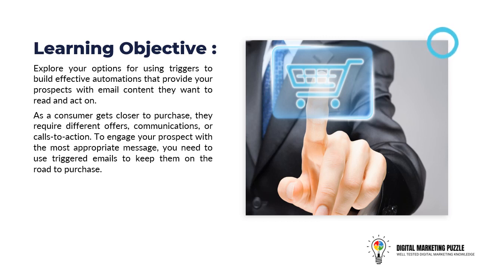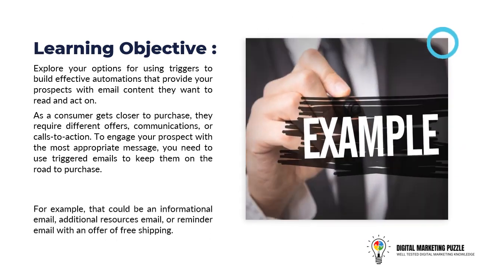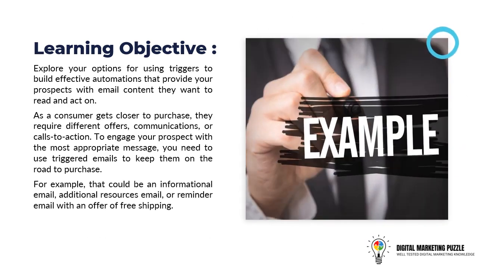By taking an action, such as clicking a link or signing up for a free webinar, the consumer triggers the email they most need next. For example, that could be an informational email, additional resources email, or reminder email with an offer of free shipping. An email will never be sent unless the recipient has taken a specific action or has clearly indicated their interests or preferences in the past through some other action, such as downloading a digital product or clicking a box in an opt-in form.